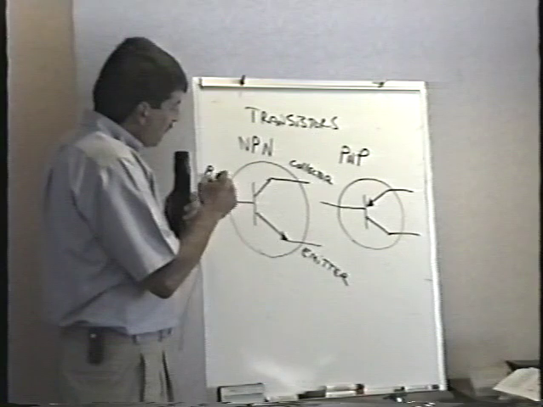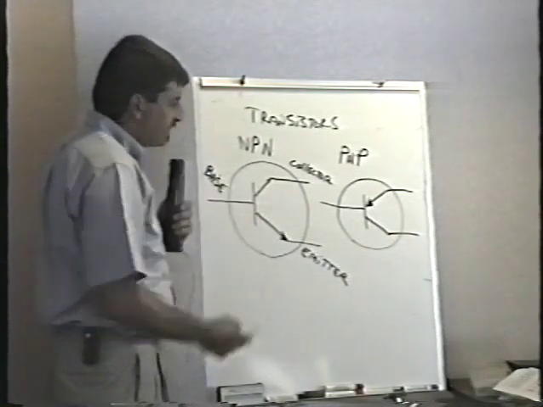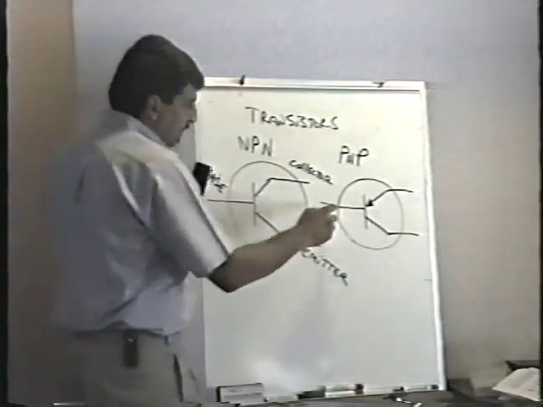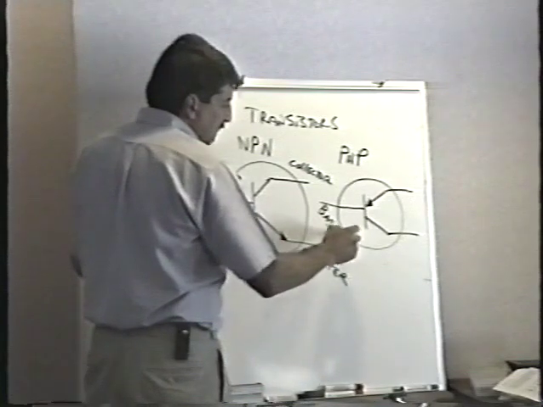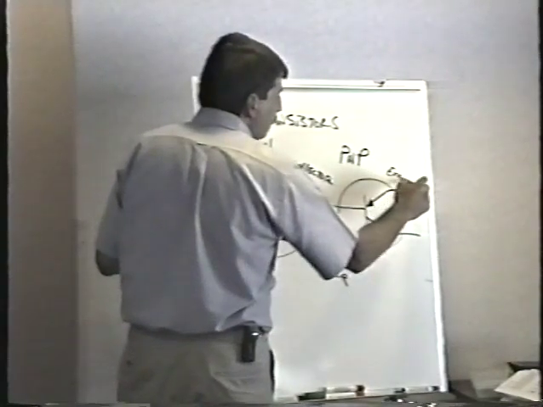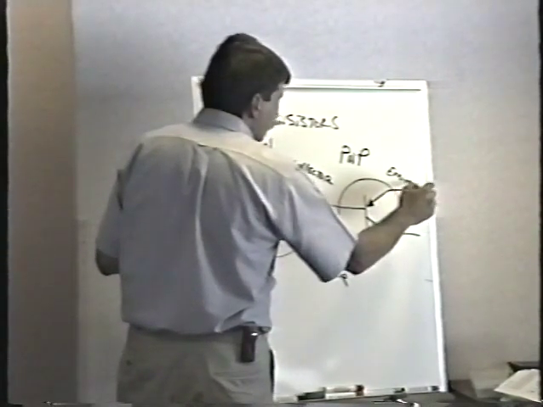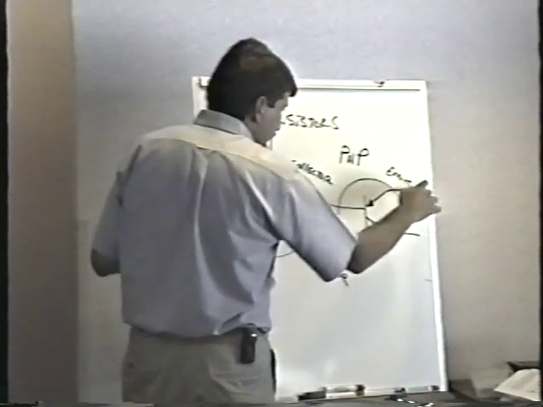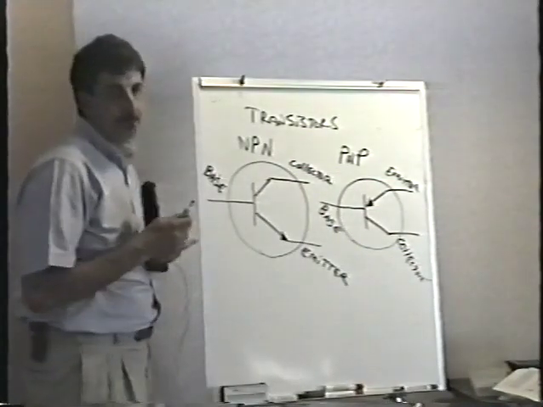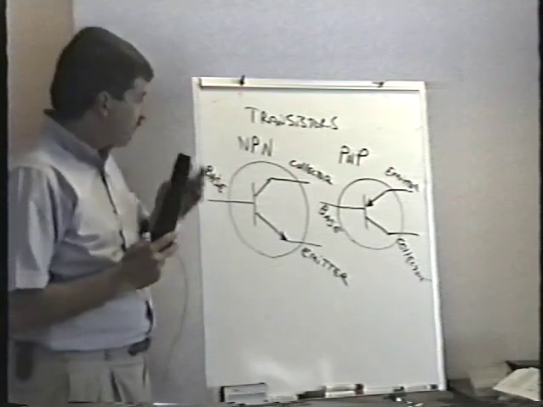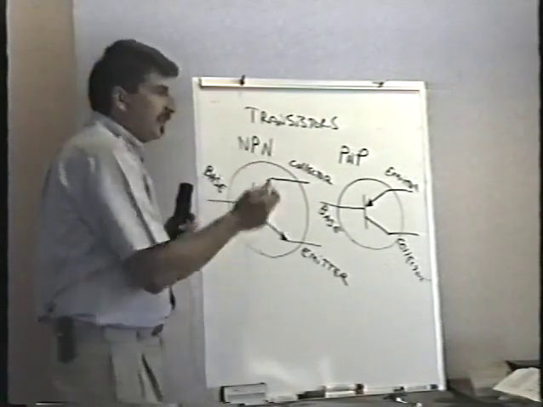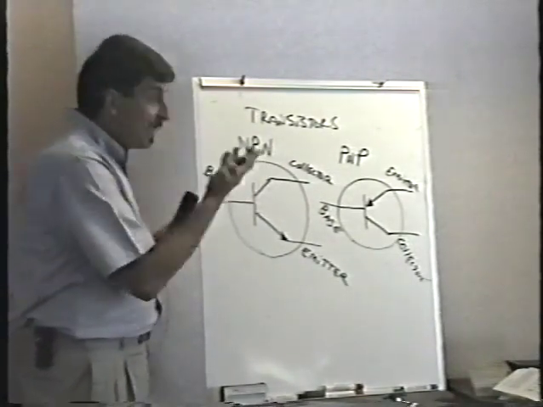And then over here on the left-hand side, all by itself, is the base of the transistor. So the transistor has three leads: the emitter, the collector, and the base. PNP, same thing. The base on the left, the emitter, and the collector. The emitter, the collector, and the base. Let's start off by taking a look at the NPN transistor first, because we see more NPNs than PNPs.